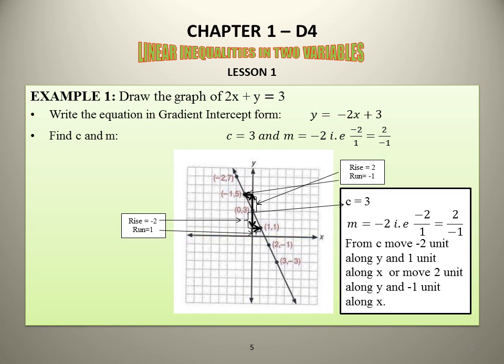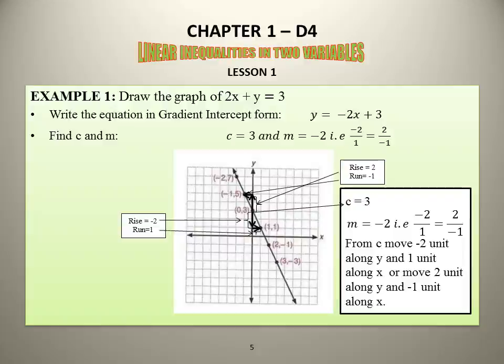You have to write the equation in gradient intercept form, and identify C and the gradient. On the graph, mark a point which is C on the y-axis. From the y-axis, move by rise and run. If your gradient is positive, then your rise is positive and run is also positive. If the gradient is negative, then you can take rise as negative and run positive, or rise positive and run negative. So this is an example of drawing the graph by the first method.